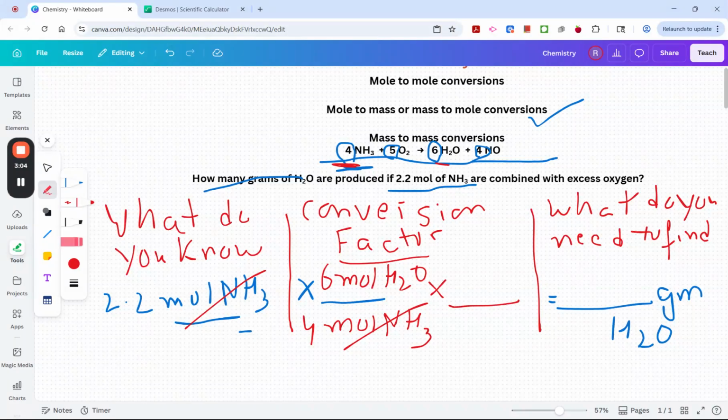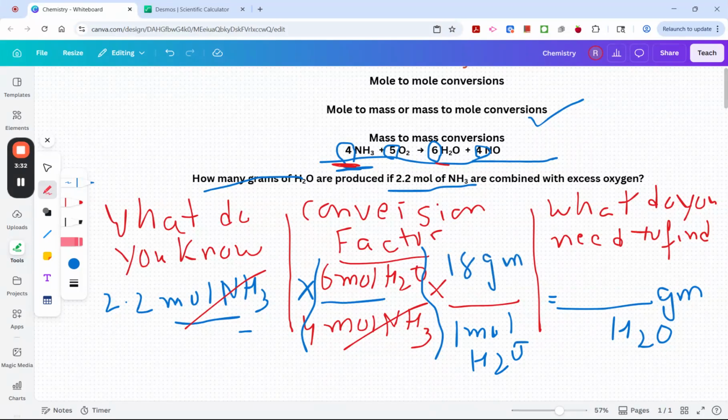We need the answer in grams. So what to do? Here we will use our mole concepts. You can see in this middle column, I have used 2 conversion factors. One is the molar ratio. This one is your molar ratio. And the second one is the second concept, because I need to convert moles of water into grams. Standard information: 1 mole of H2O is equal to the molar mass, that is 18 grams of water. Here we go. Moles out, grams in.